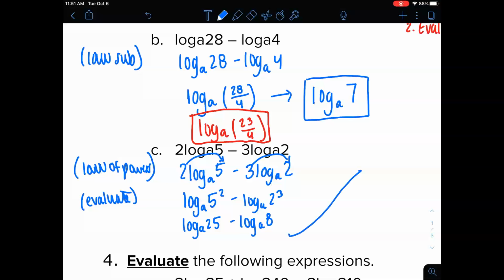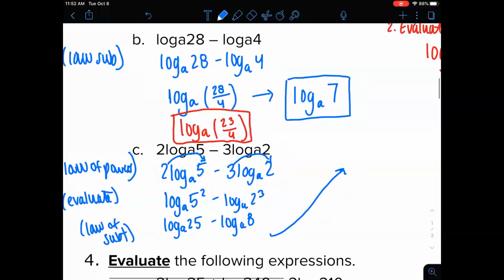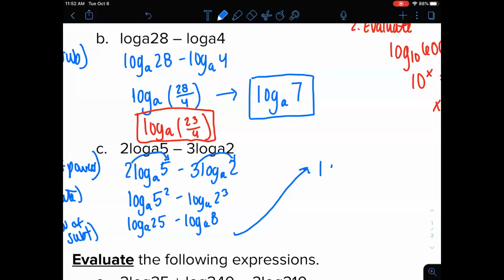And for the sake of space, I'm going to go over here for my next step. My next step would be to actually address the subtraction sign. So I'm going to use my law of subtraction here, and turn this into log base A of 25 over 8. And again, 25 over 8 does not reduce nicely, so we leave that as our final expression there.